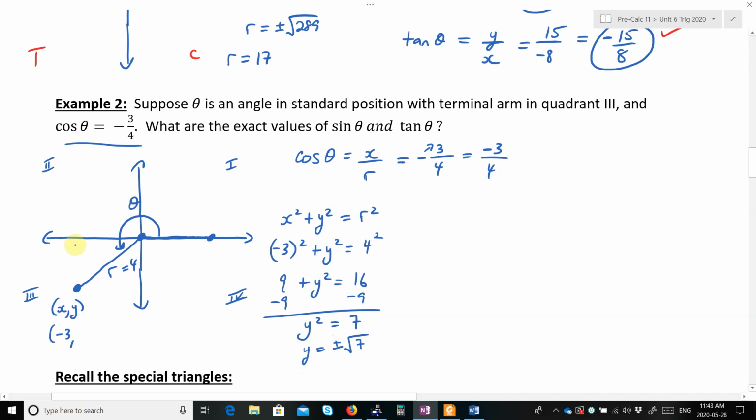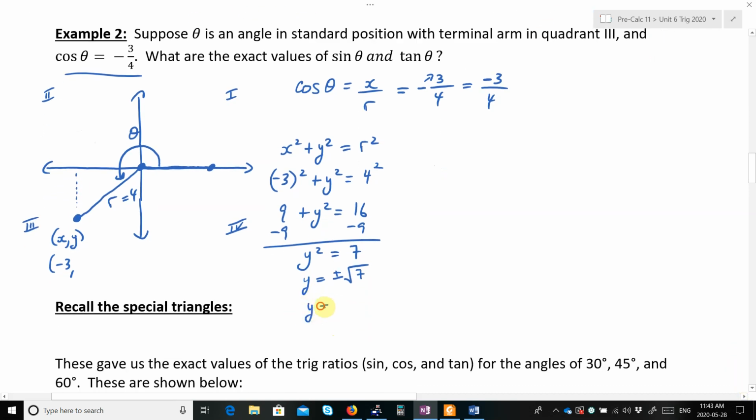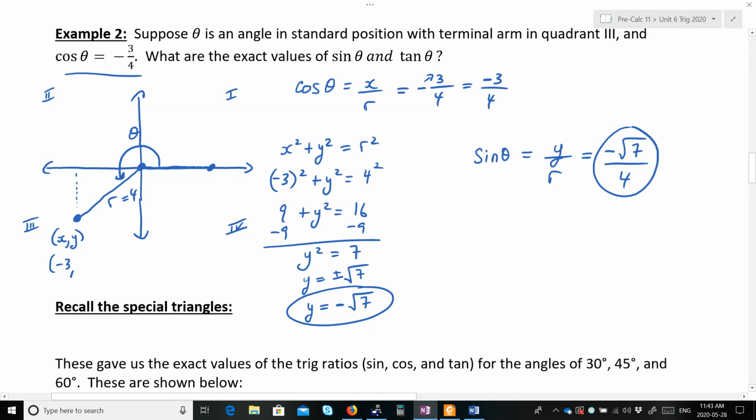And is it the positive or the negative? Well, look at the y-coordinate. Y would have to equal -√7, because the point is below the x-axis. It's in the negative y direction. So there's y. And now we can figure out sine theta and tan theta. Sine by definition is y over r. The y is negative root 7. The r is 4. So there's the ratio for sine theta.